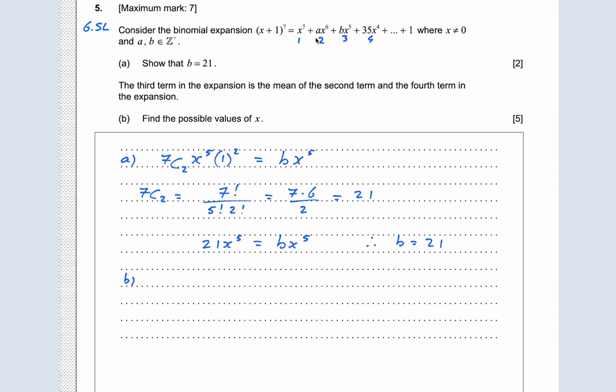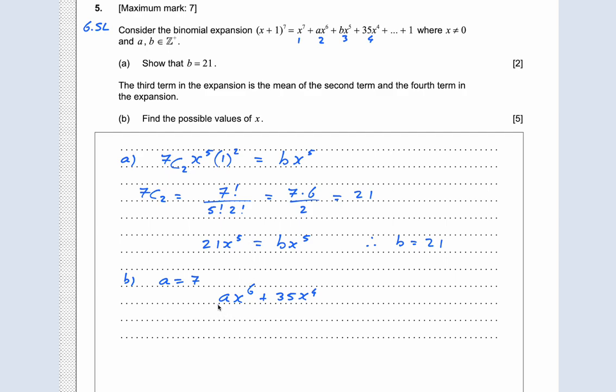So the second term, what is a? Again, if you expanded this out, you'll see pretty quickly, guys, a is equal to 7. You can do that from Pascal's triangle, or it's actually 7 choose 1, which is 7. So a is equal to 7. Then it says the mean of the second and fourth term. So for the mean, I'm going to add them, ax to the power of 6 plus 35x to the 4. I'm adding the second and the fourth term.